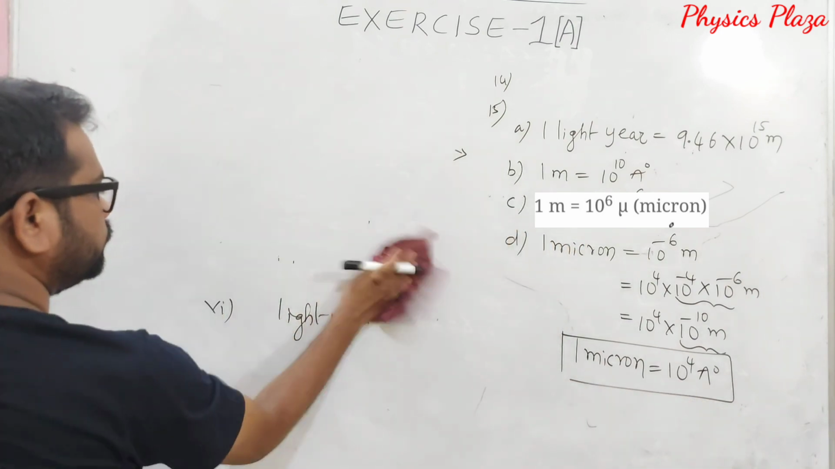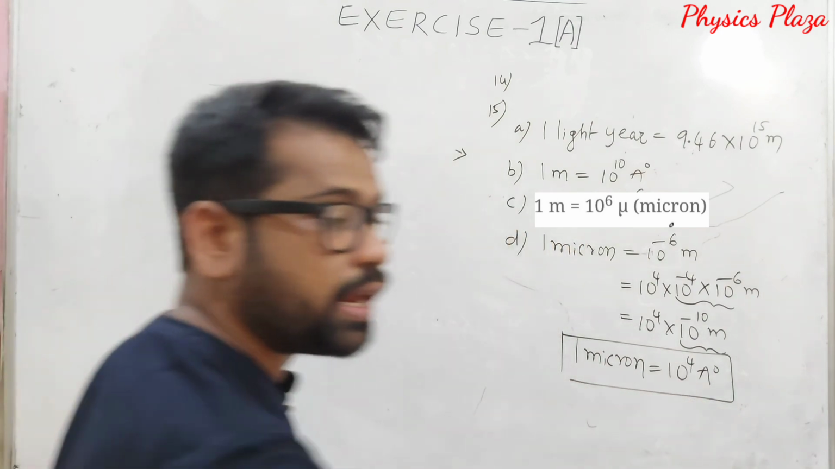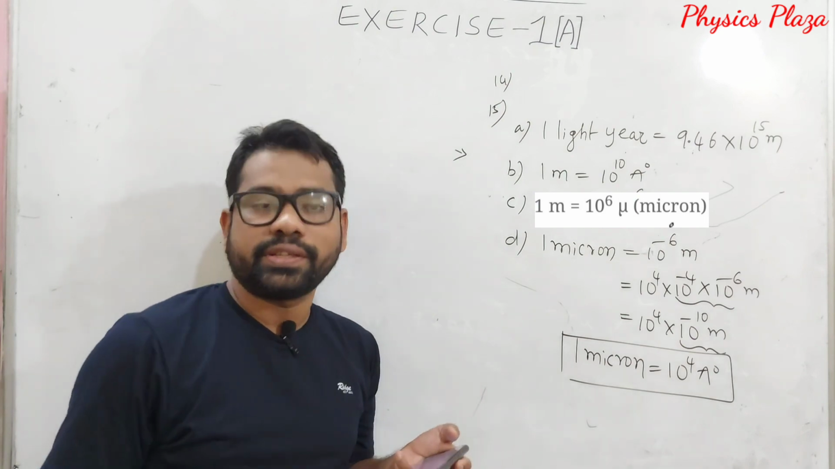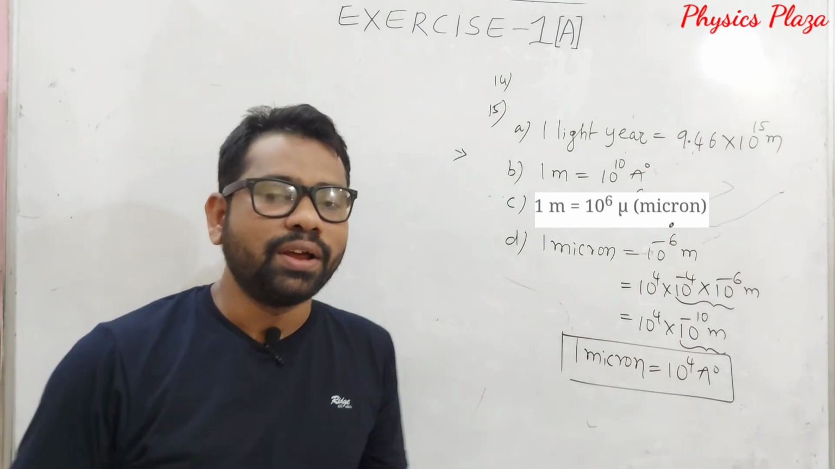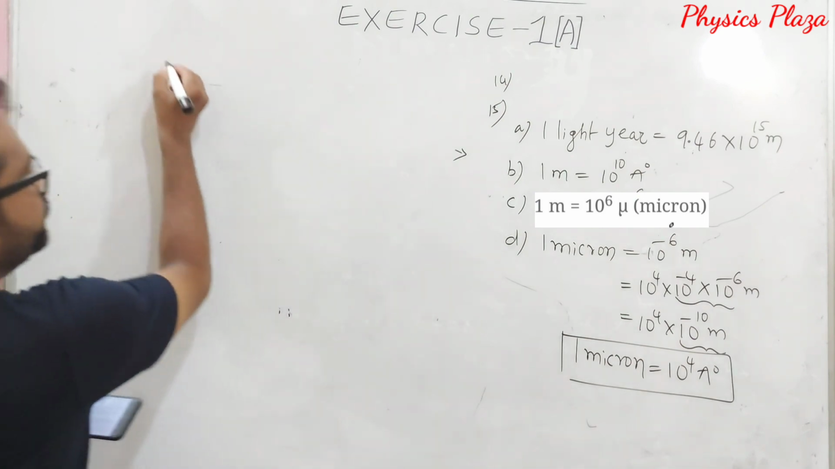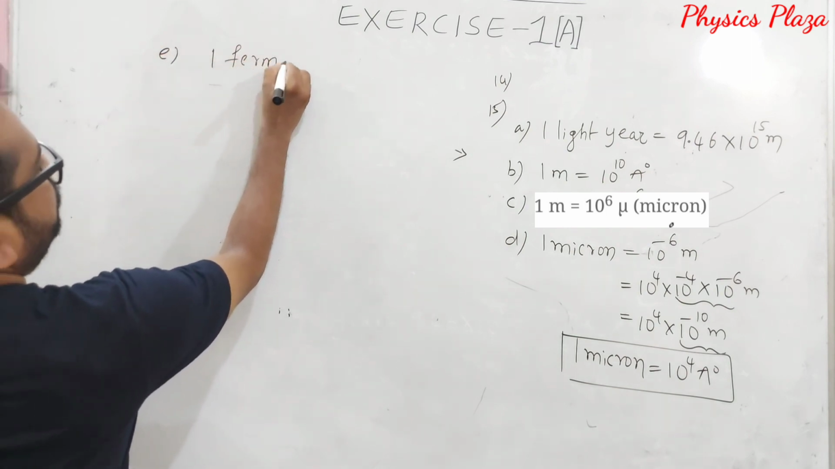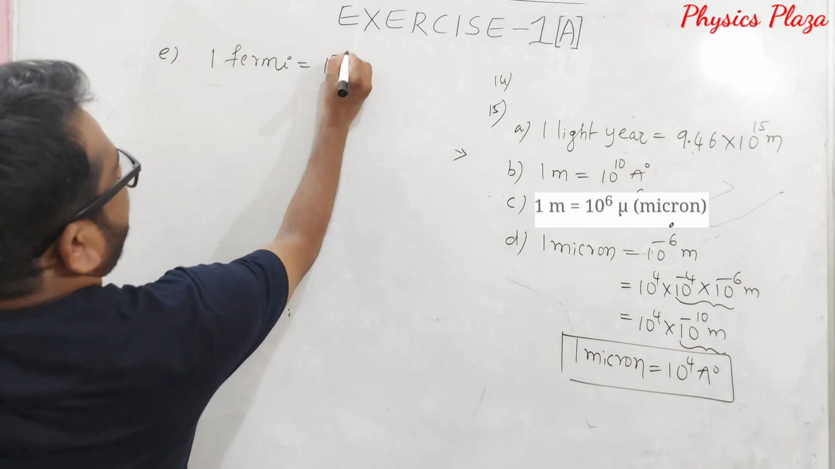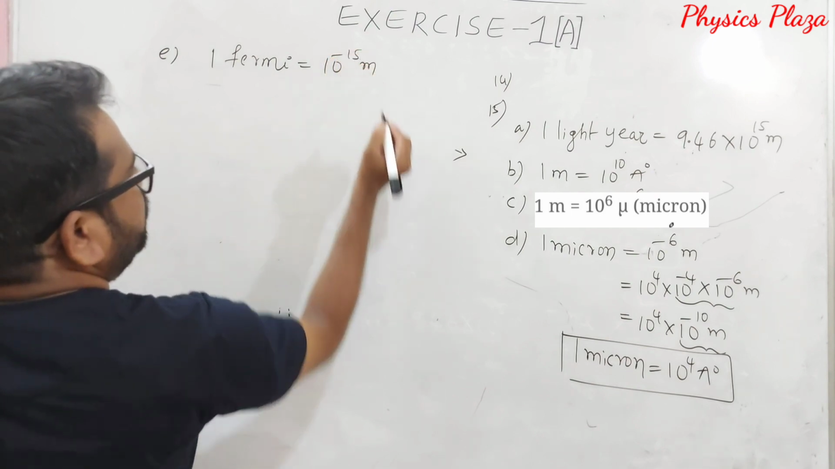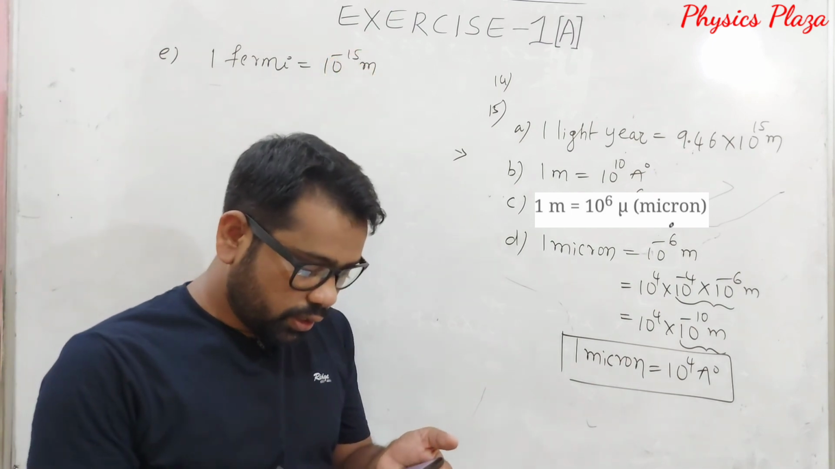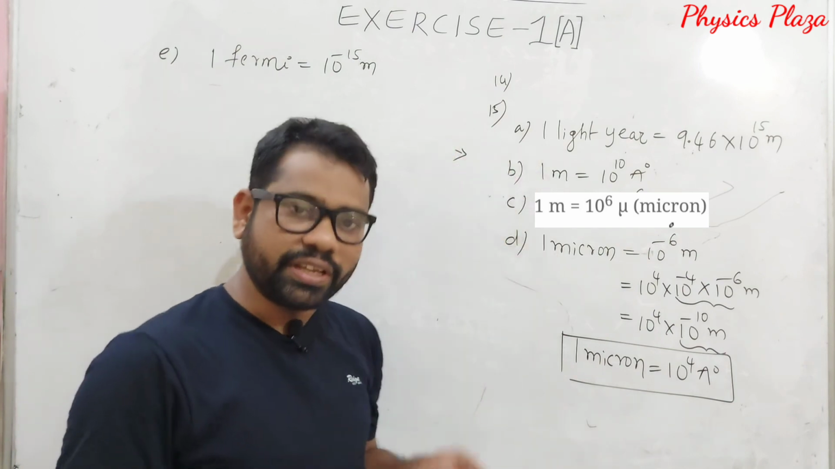Just copy it. In the 15th question, we have one last item: 1 Fermi. As we already discussed, 1 Fermi is equal to 10 to the power of minus 15 meters. So with this we could complete question number 15.